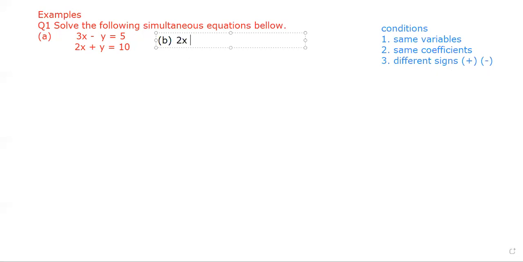So B says that 2x minus y is equal to 5, and then x plus y is equal to 4. That is our question B. Now, if you look at question B over there, we can see some similarities between question A and question B. Can you see that they're somehow similar?